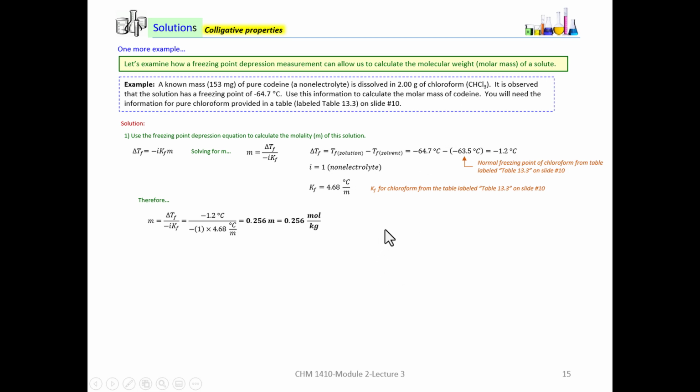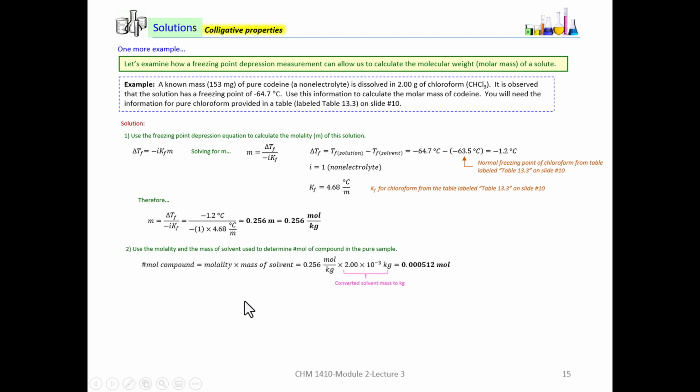Okay, so we have the molality of the solution from the data. We still don't have the molar mass of codeine. Well, we have other information we can tinker with. We can actually use the molality that we calculated and the mass of the solvent given to determine the number of moles of compound in the pure sample, or in other words, the number of moles of pure codeine in our sample.